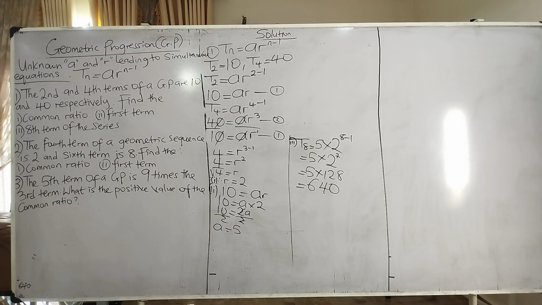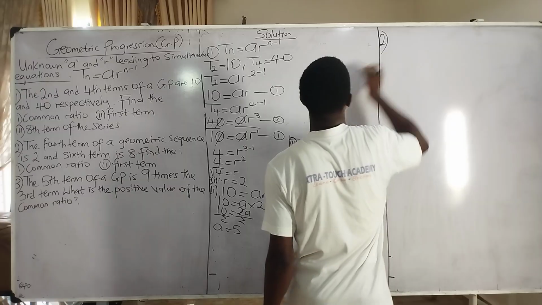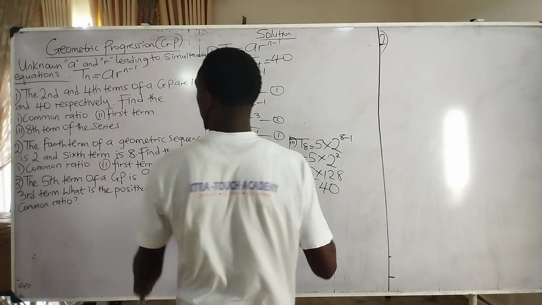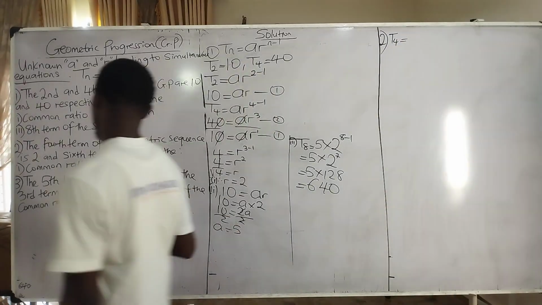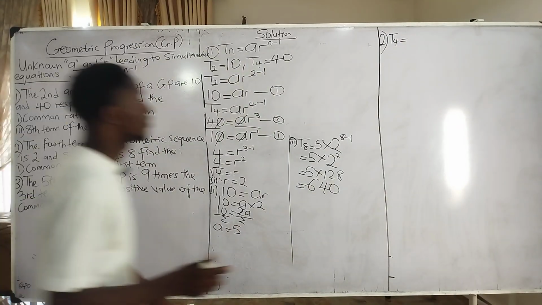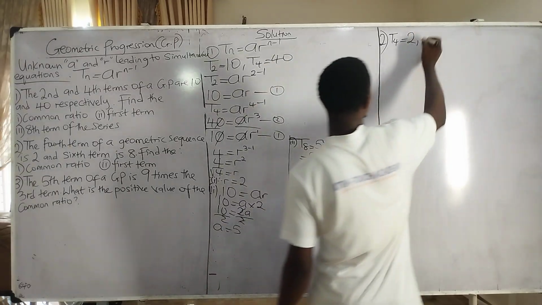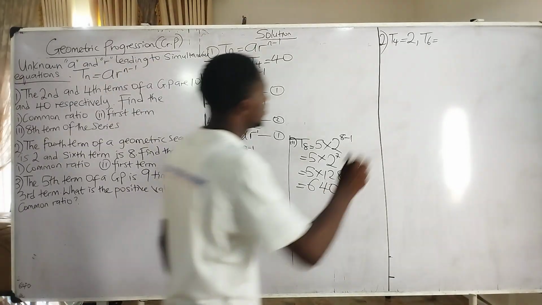So let's go to number 2. We have number 2 here. We have the fourth term. So T4 is given to us as 2, and the sixth term, so T6, is given to us as 8.